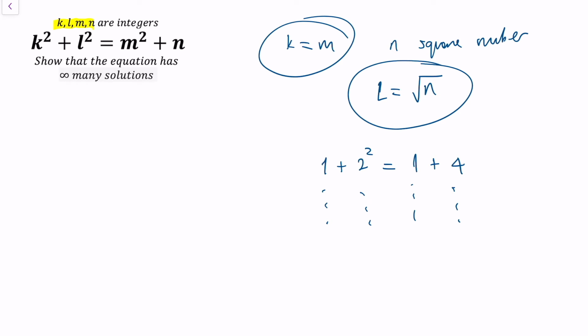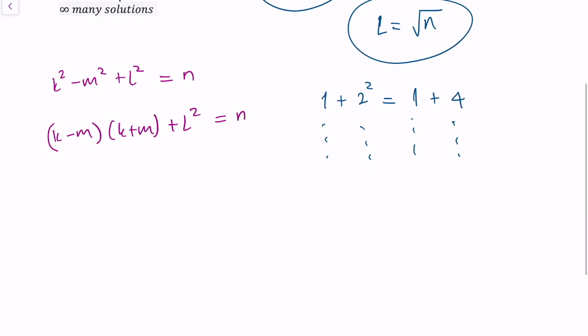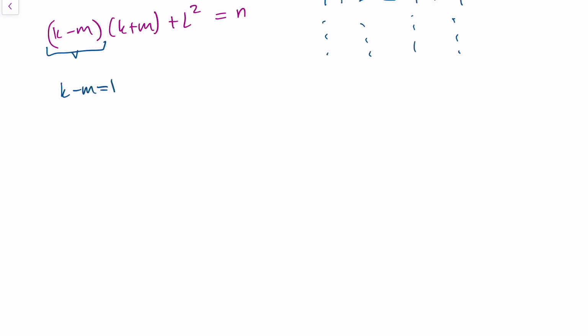Okay, so let's rearrange it. So we have k squared minus m squared plus l squared is equal to n. Let's use the difference of squares. We have k minus m times k plus m plus l squared is equal to n. Now, since we are interested in infinitely many solutions rather than all the possible solutions, we have the freedom to set this to be something easier to work with. So let k minus m be 1, right? This implies that k is equal to m plus 1. In other words, m is equal to k minus 1.